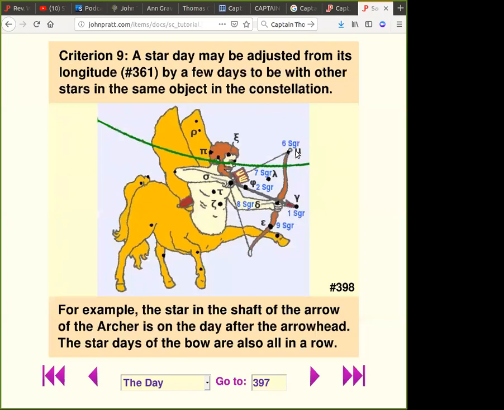Star number 2, if it just went by longitude, you'd have this star would be first, this would be second, third, fourth, fifth, sixth, seventh. It would just go in order this way. But star number 2 is way over here in the arrow because those 2 arrows have to be together. Then the stars in the bow come together, and then the stars in the man. So this was all a huge breakthrough. That's 9. And now criterion 10.